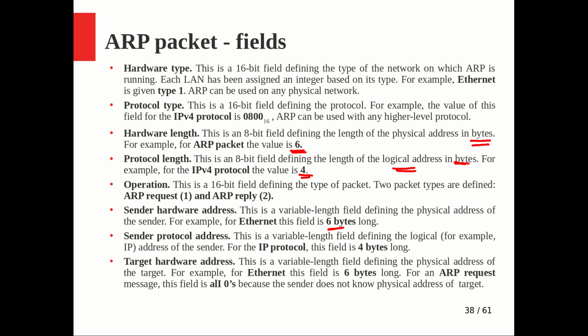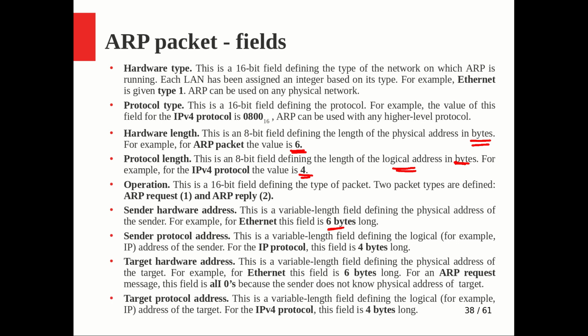Target hardware address, so this is a variable field, again defining the physical address of the target. For example, for Ethernet it is 6 byte. And for an ARP request message, this field is all 0 or kept empty, because the sender doesn't know the physical address of the target, and the purpose of ARP is actually for getting it. So this will be kept as 0 in case of an ARP request message.